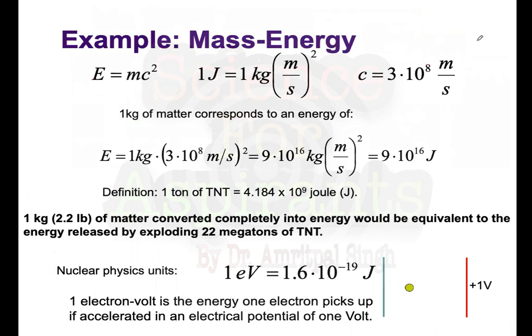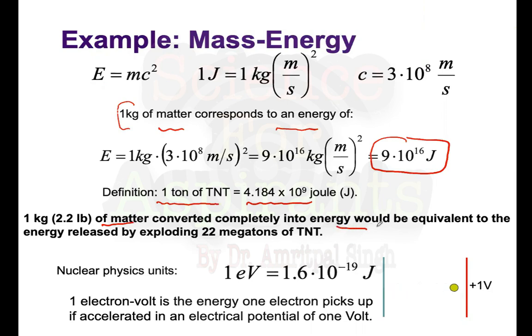So Einstein gave a demonstration. He said that 1 kilogram of matter corresponds to a huge amount of energy when it is converted into energy. On the basis of that, he found out how much energy 1 ton of TNT liberates. So he came to the conclusion that 1 kilogram of matter, if converted completely into energy, would be equivalent to the energy released by exploding 22 megatons of TNT.